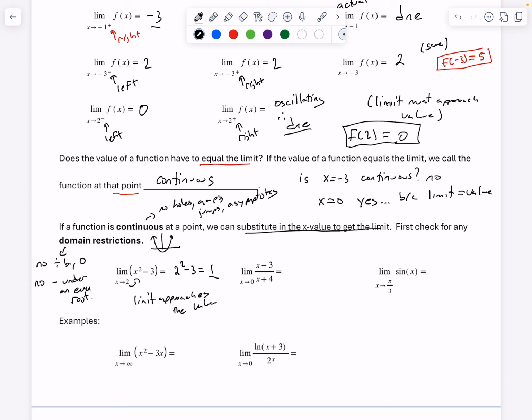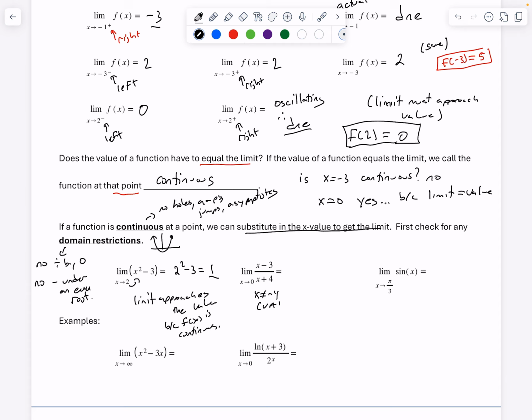We can actually just say that. Then in this case, the limit actually approaches the value because f of x is continuous. We like continuity. All right, so let's take a look here. Oh no, here we have a rational. Well, I know x can't be -4.